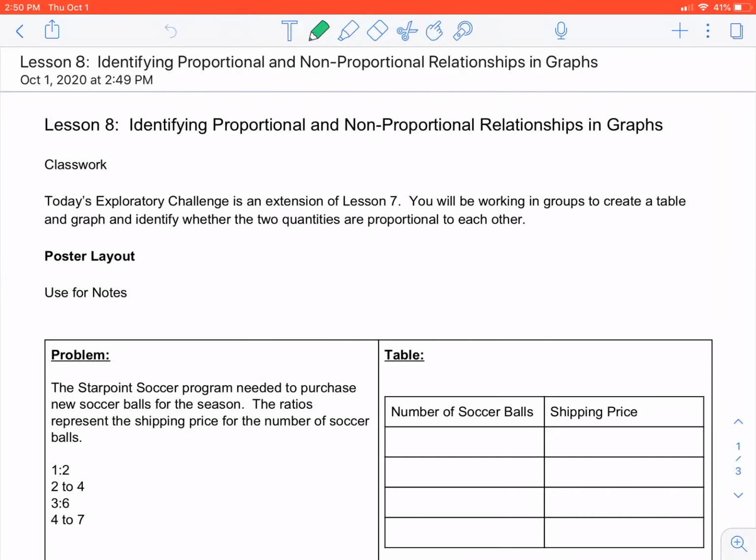All right, this is lesson 8. We're going to be talking about identifying proportional and non-proportional relationships in graphs. This is actually an extension of lesson 7, kind of a review of everything we've done so far. It's really an in-class activity. We're going to be making posters of different scenarios, but since you're not in class, you're going to be doing it at your house with the problem that I give you.